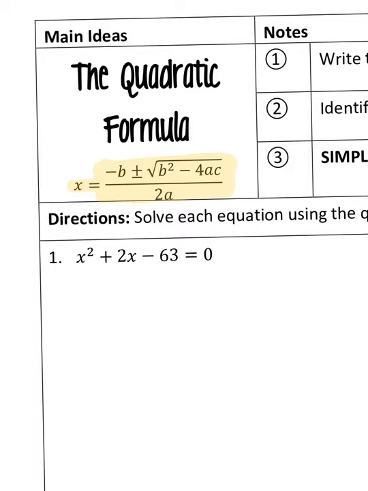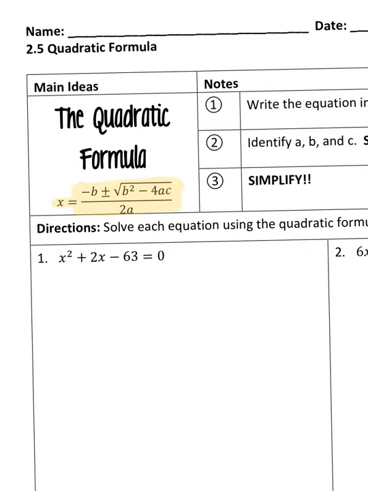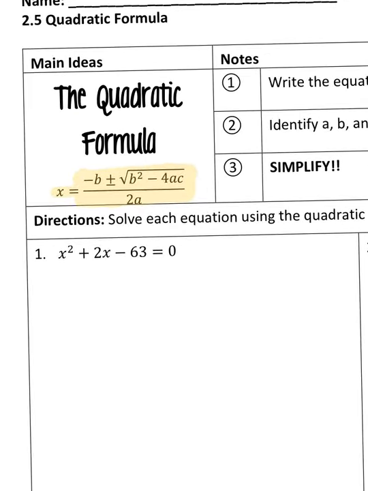We're going to identify A, B, and C every single time. I'm going to color code that so you can see that a little bit better here. So our A is always the number before x squared. Our B is always the number before x, and actually we need to include that sign with it. And our C is the number that stands by itself.